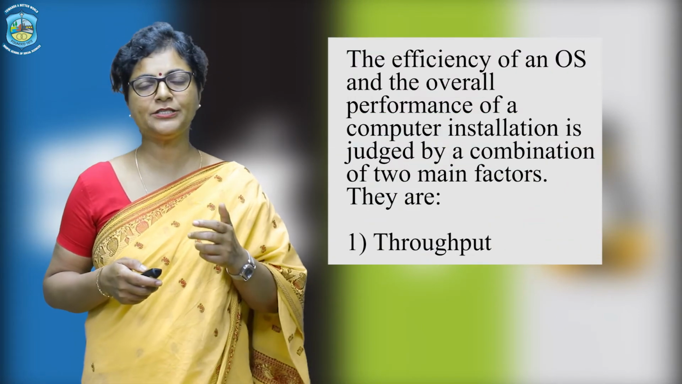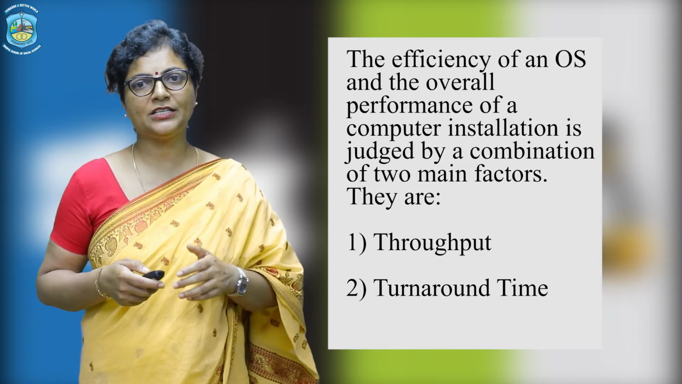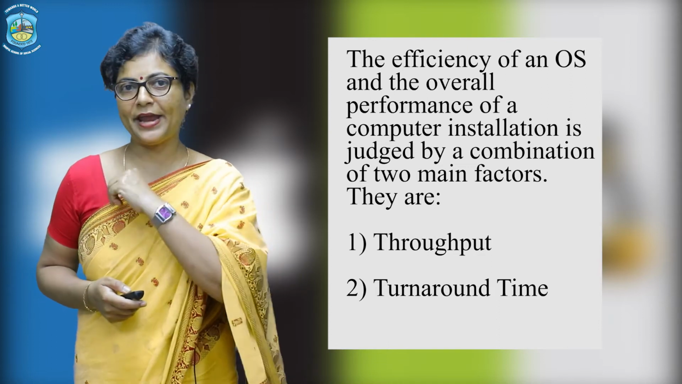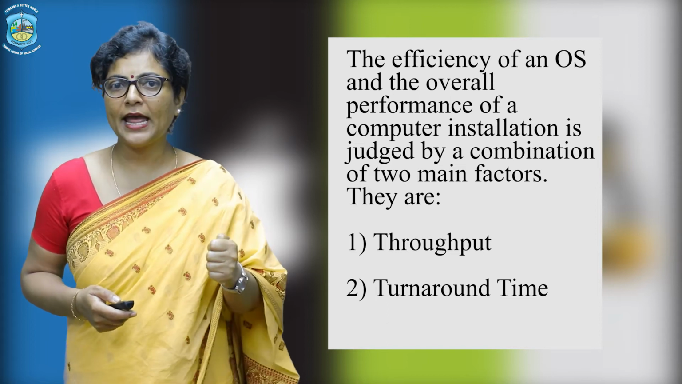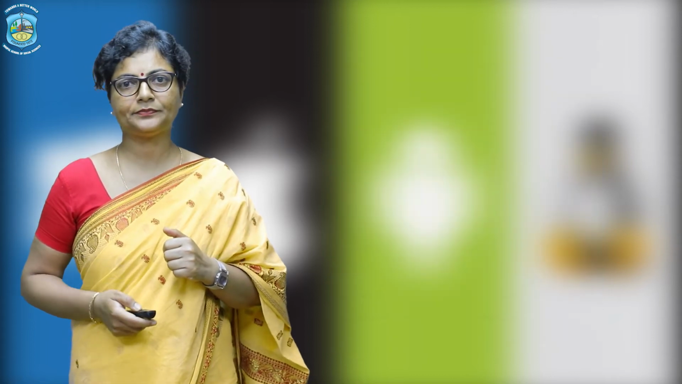Moving on to the next topic, that is efficiency of an operating system. Gradually, there is an increase in complexity of problems and time constraints. The user wants very fast access and swift execution. So, now we are looking forward to an operating system that provides convenience as well as high throughput. The efficiency of an operating system and the overall performance of a computer installation are judged by a combination of two main factors. They are throughput and turnaround time.